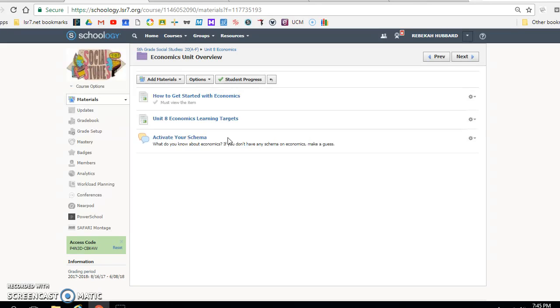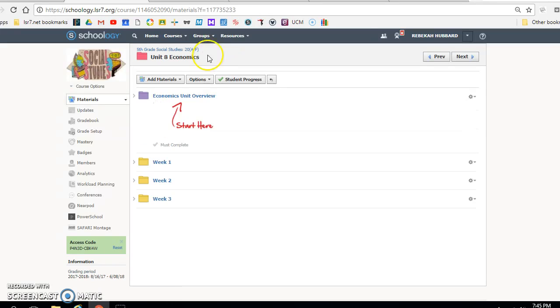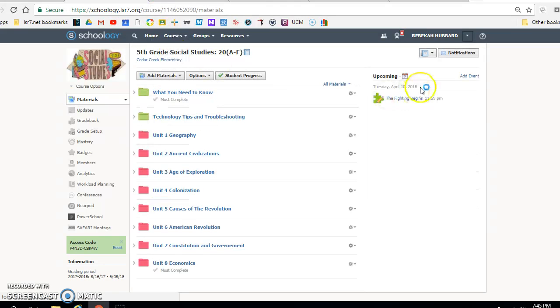Once you have posted your schema, then it is time for you to get started on week 1. So you will click on week 1 and you will work your way through the week 1 activities. Please remember that there are assignments in week 1 folder that have due dates. On your homepage of the course, this is a place to be tracking to help you stay on top of this is the date and this is the assignment that you need to do.